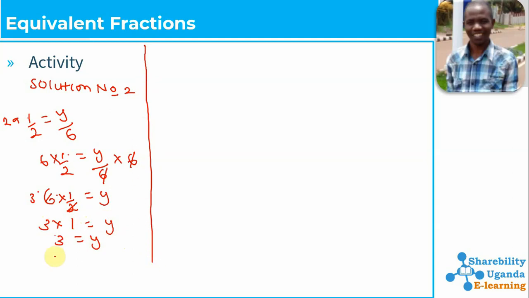Now this means that when we have 1 out of 2 being equal to y out of 6, we have got our value, y is equal to 3. So now this simply means we can say 1 out of 2 is going to be equal to 3 out of 6. So this is now the equivalent of our number which is given.